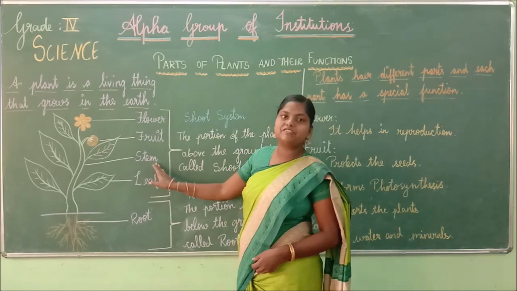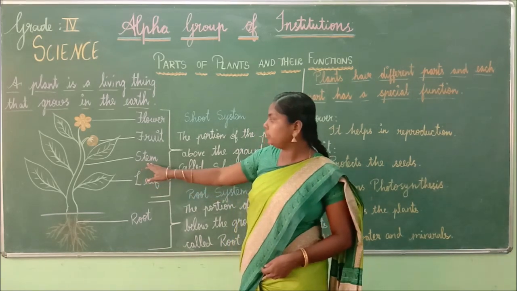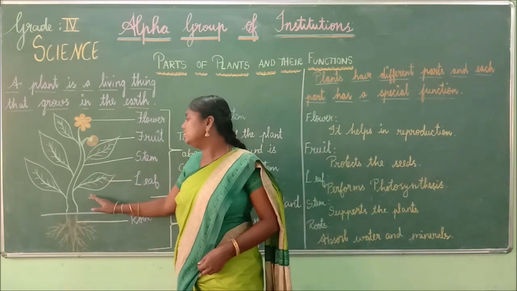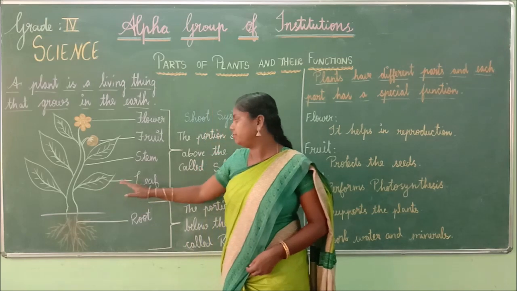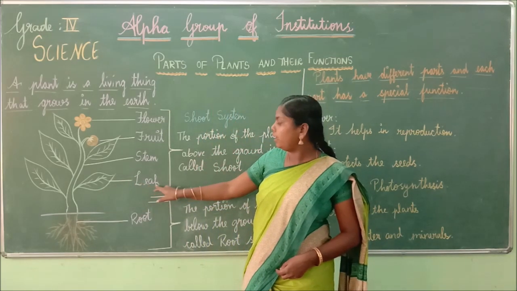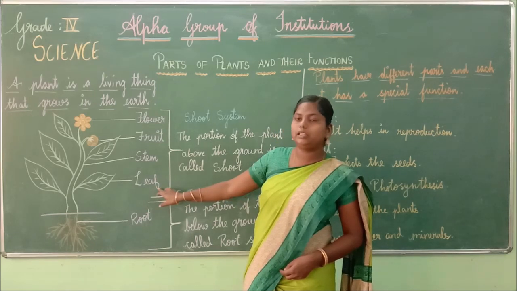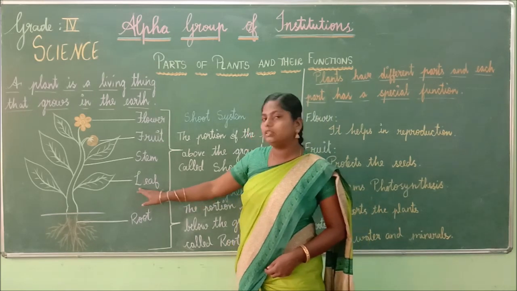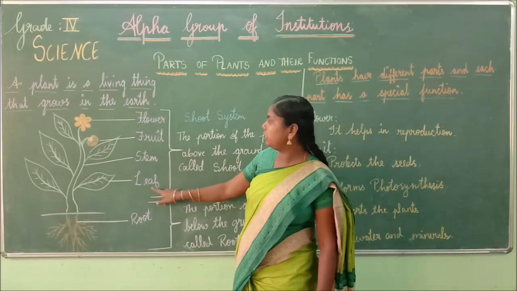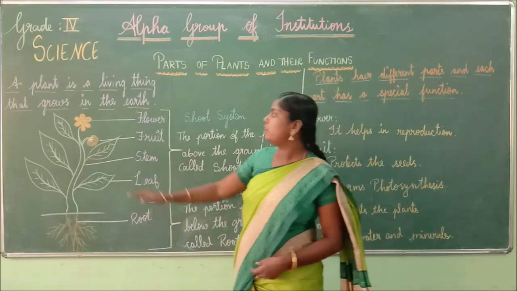S-T-E-M. Repeat after me. S-T-E-M. Stem. What is the next one? Leaf. The next one is leaf. Spell it out. L-E-A-F. Leaf. Spell it out again. L-E-A-F. Leaf.